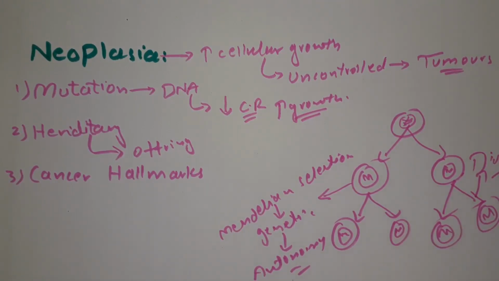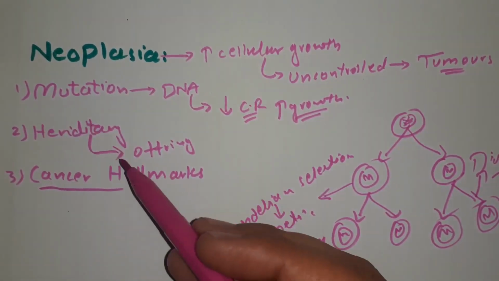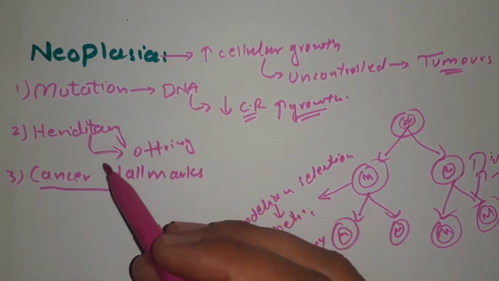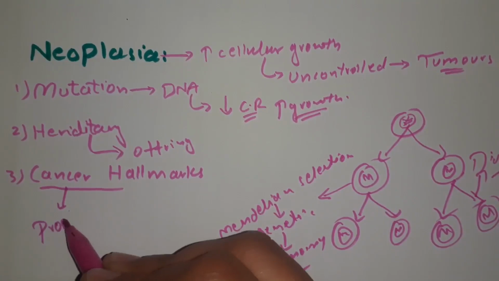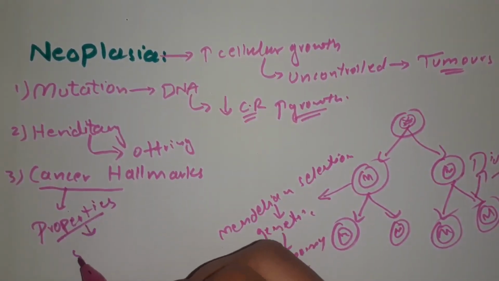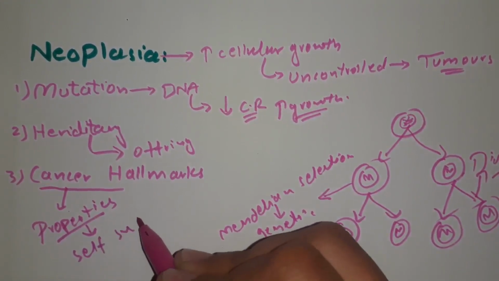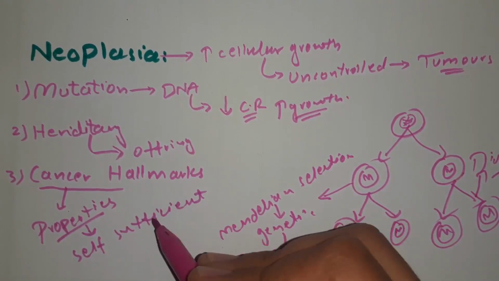Okay, next is cancer hallmarks. What are cancer hallmarks? These mutations which are passed on from cell to cell lead to the development of certain properties or a set of characteristics in the tumor cells which make them self-sufficient to continue their growth, and these properties are called cancer hallmarks.